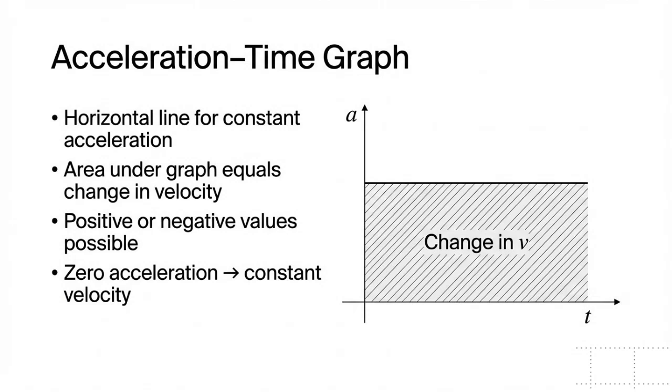Moving on, this slide outlines the key points about acceleration time graphs. It highlights that a constant acceleration is represented by a horizontal line on this graph. The important concept here is that the area under this line equals the change in velocity over that time period. This area can correspond to either positive or negative acceleration, indicating speeding up or slowing down. When the acceleration is zero, it means the velocity remains constant. So, this graph is a straightforward way to visualize how velocity changes over time when acceleration is constant.